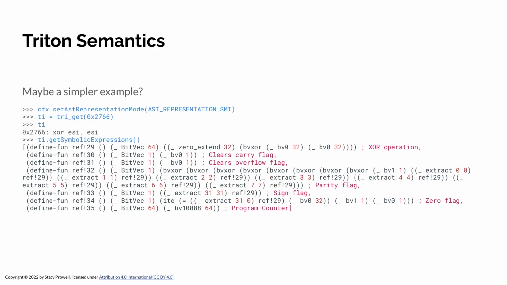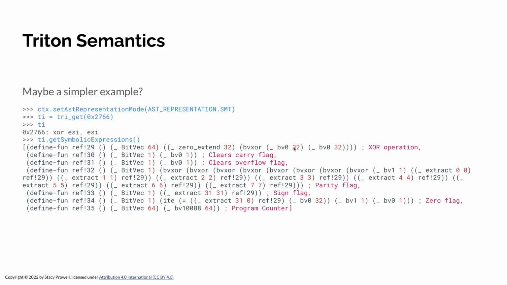Here's a slightly simpler example, maybe. Exclusive ORing ESI with itself. And you can see that, again, it's creating all these intermediates. So this first one, and this is in a Lisp-like syntax. So if you're not familiar with Lisp, you sort of have to read it from the inside out.